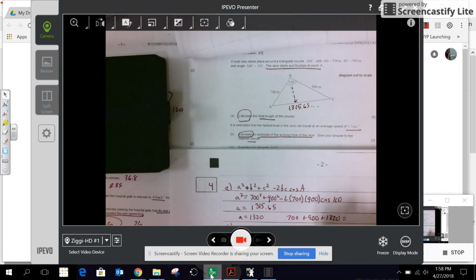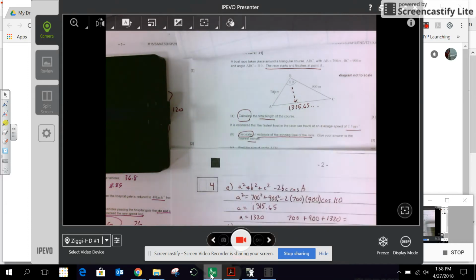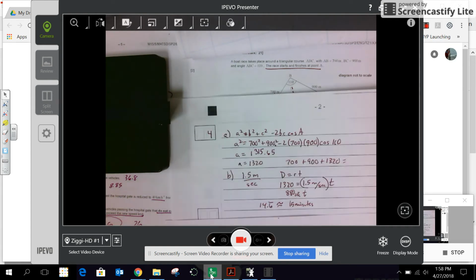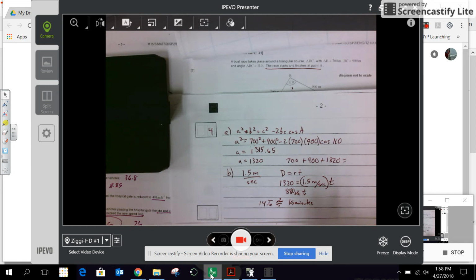880. That is in seconds, so I'm going to divide it by 60. It says to the nearest minute, so 15 minutes. And you would want to write the 14.6 repeating and do this little deal.